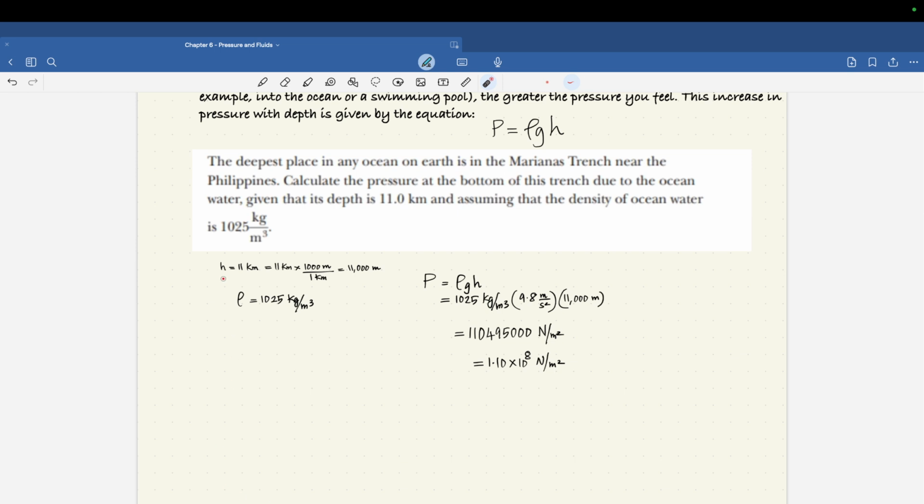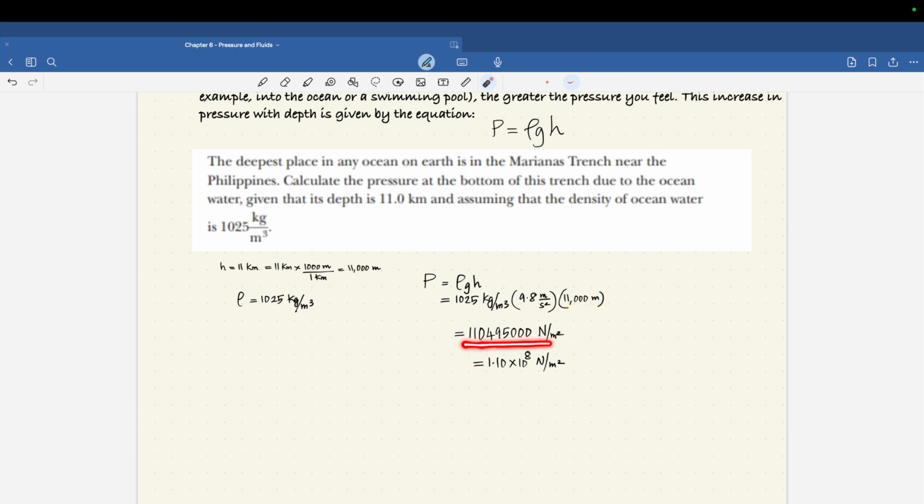So now first change the height from kilometers into meters. You know that 1,000 meters is 1 kilometer, so that's 11,000 meters right there. And then the formula is rho g h, plug it into the formula. So that's the density times 9.8 meters per second squared. That's g, and times the height.